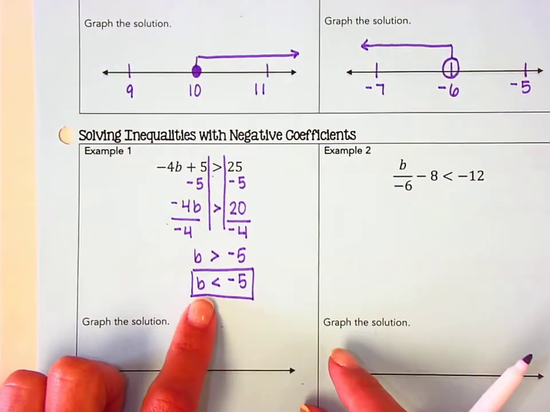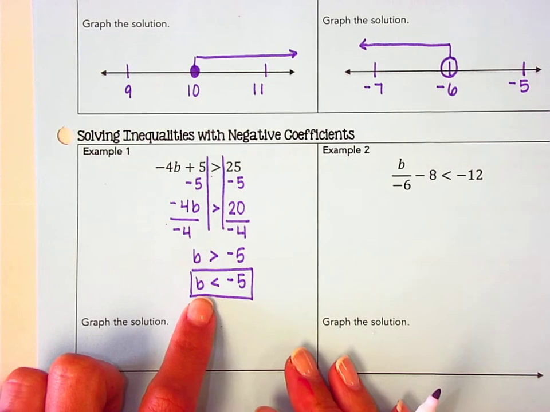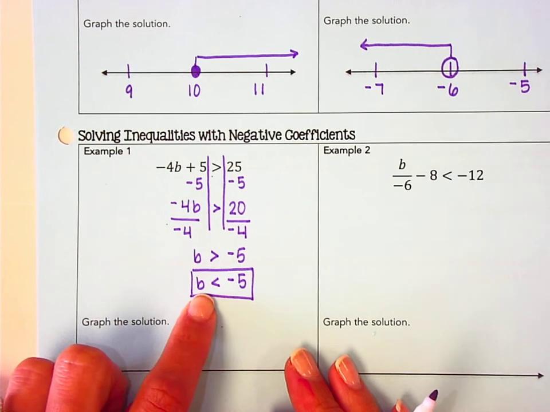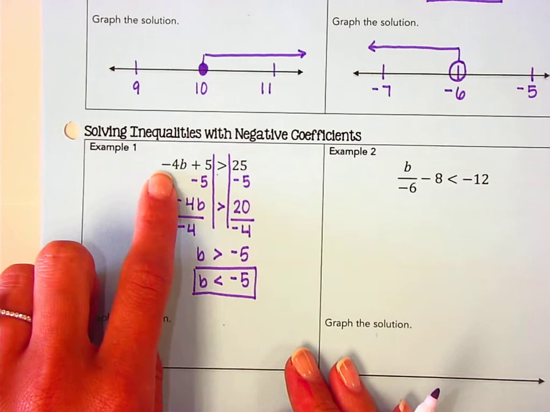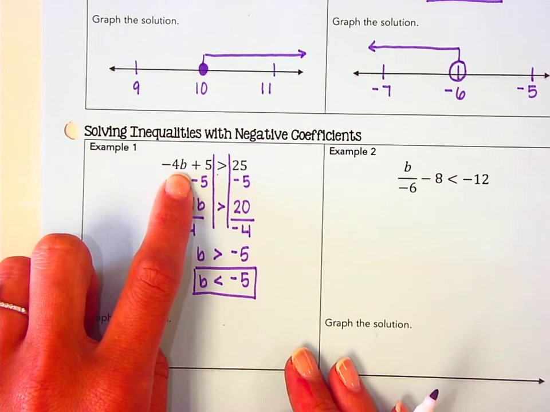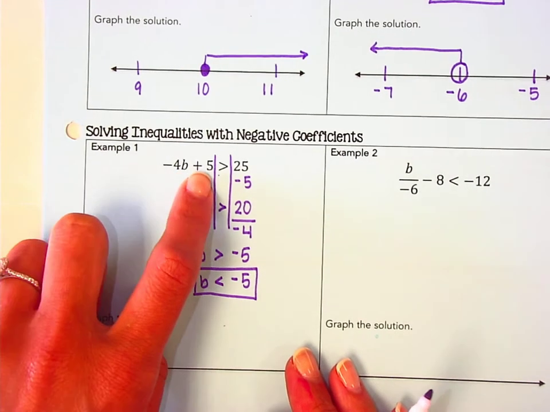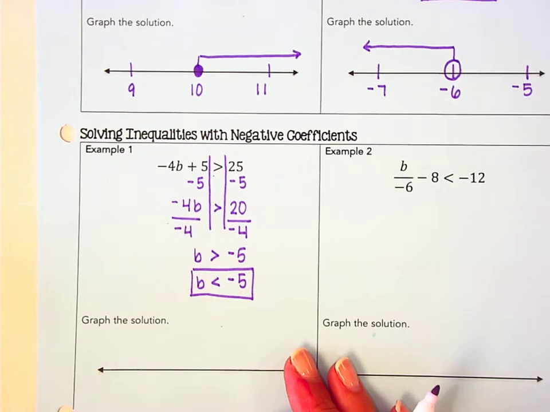We can check with a solution that is less than negative 5. So for example, negative 10 is less than negative 5. Negative 4 times negative 10 is 40. 40 plus 5 is 45, which is greater than 25.